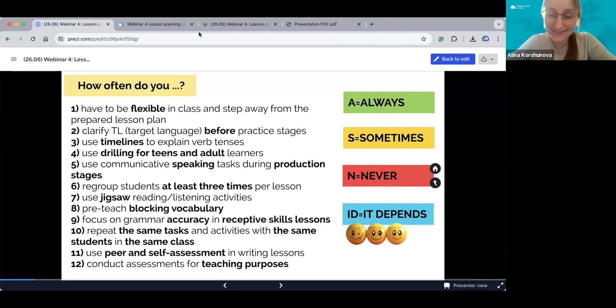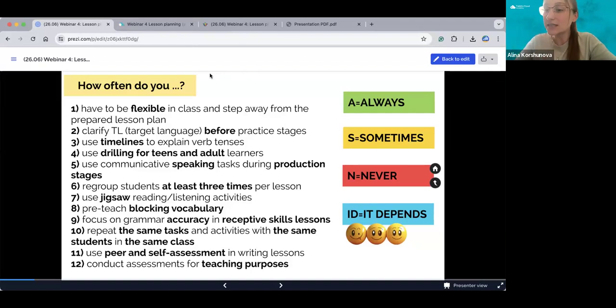Okay, always. It's kind of a tricky question. I see others are thinking. It's great if you always clarify it before practice. There is nothing wrong with that, but it means that maybe you stick mostly to PPP, presentation, practice, production. Yes, I see first, it depends.